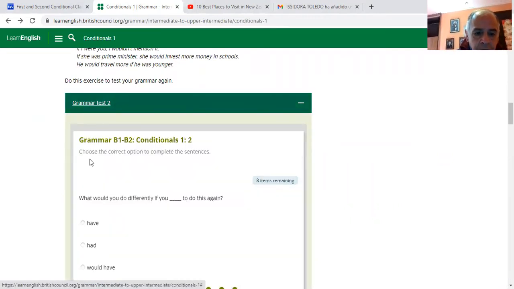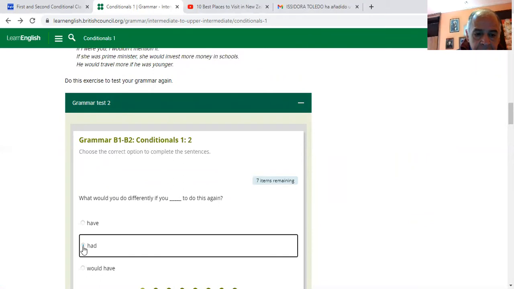Conditionals 1 and 2. For example, you have to be careful. If you have would here, that means that it is second conditional. So in here, you have to write past tense. Would have as present. So this is the one. So what would you do differently if you had to do this again?